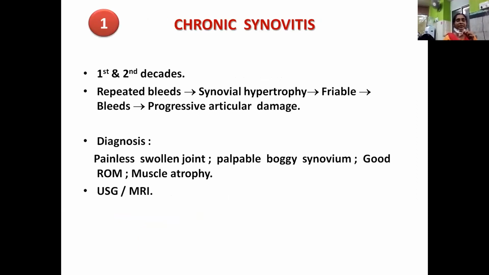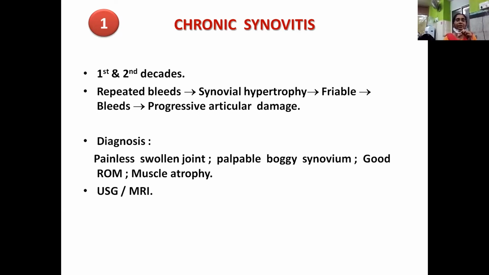The first is chronic synovitis. Chronic synovitis is the first complication that develops when a hemophilic acute hemarthrosis is left untreated or inadequately treated. It develops in the first and second decades of life. After repeated bleeds, the patient will develop synovial hypertrophy, leading to a friable synovium. This friable synovium is prone to recurring bleeds, and this recurrent bleeding will finally damage the articular cartilage.